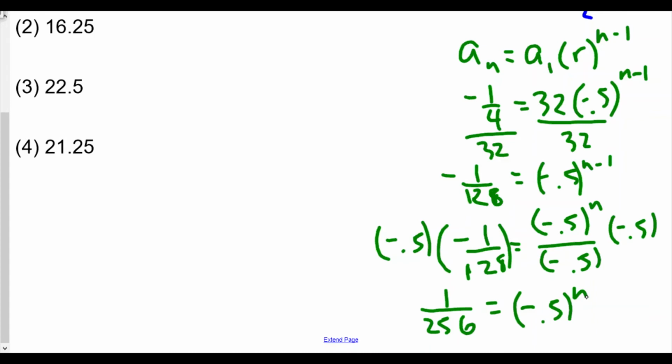Now, a couple of things we could do. We know in this case n has to be a whole number. We can kind of plug in numbers and see. One of the things I want to take a look at in this case is that I have a positive 1 over 256. This negative 0.5 really is negative 1/2 to the nth power. And so I think to myself, well, n's got to be an even number, because the idea is that a negative number to an even number will give me a positive number.